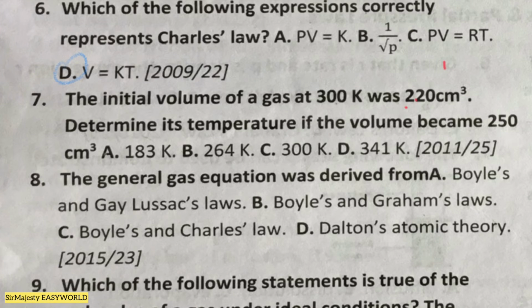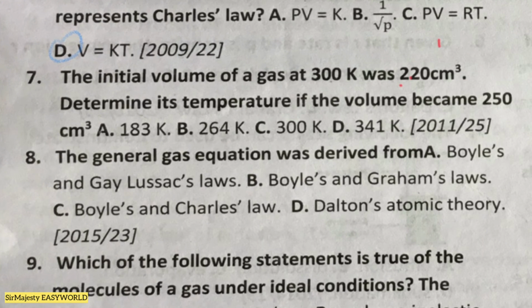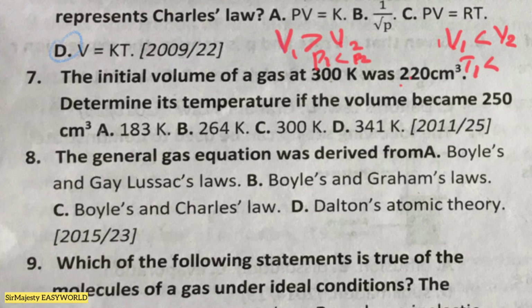Okay, this is still Charles' law. But from what I taught you on cheats for Boyle's law, according to Boyle's law, if V1 is less than V2, automatically P1 will be greater than P2. But Charles' law is comparing volume and temperature, and if V1 is greater than V2, automatically T1 will also be greater than T2. That is direct proportion.